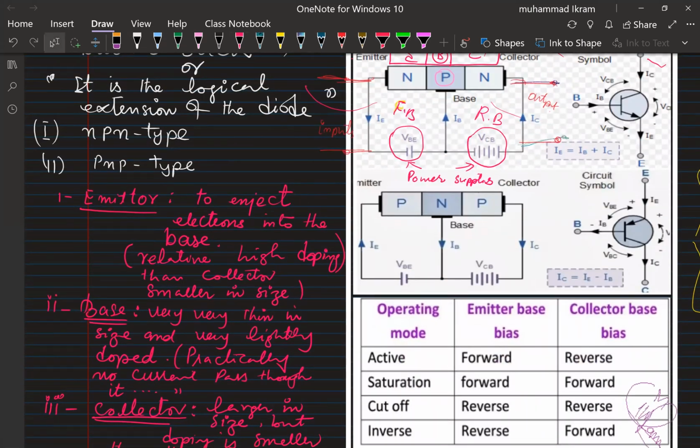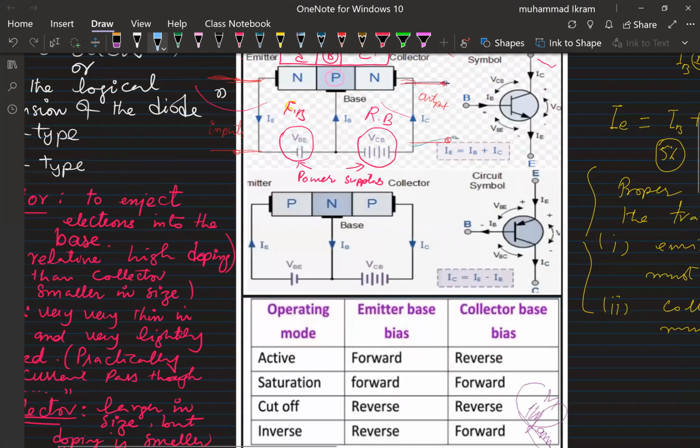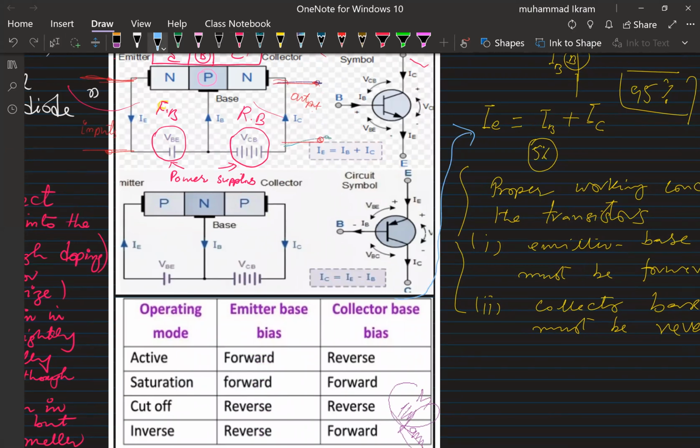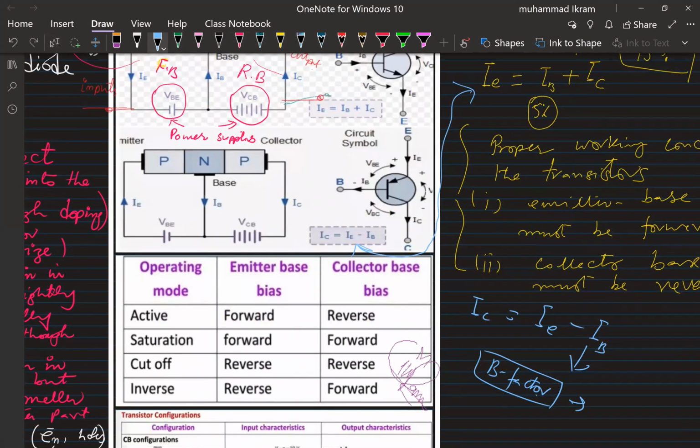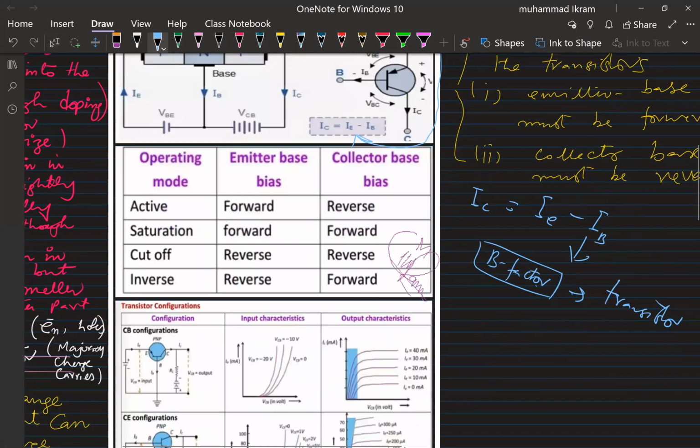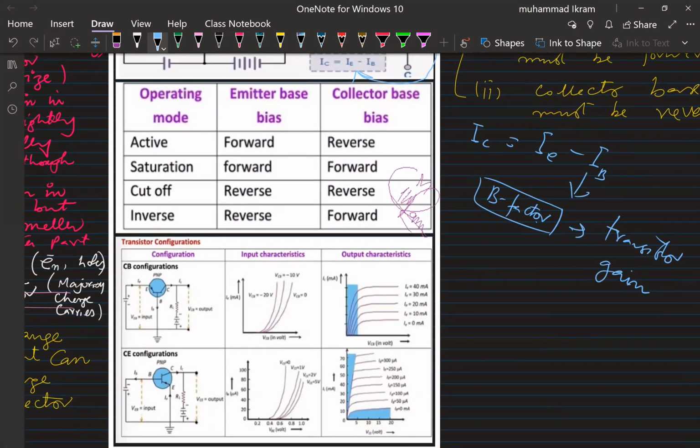As I already discussed, this is called the transistor equation. I already wrote it here. IC will be equal to IE minus IB, and as I told, a small change in the IB causes a very large change in the collector current. We will learn this from the beta factor, or the transistor gain. Let me tell this here because later on maybe I will forget. This beta factor will be equal to the ratio of the collector current to the base current. So the collector current is equal to beta into IB.